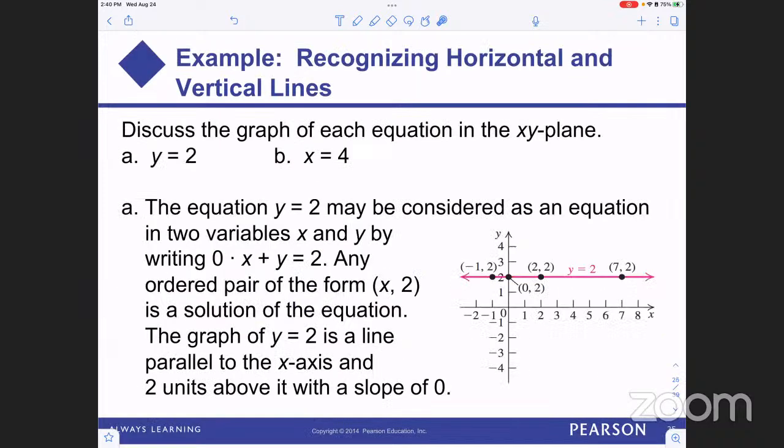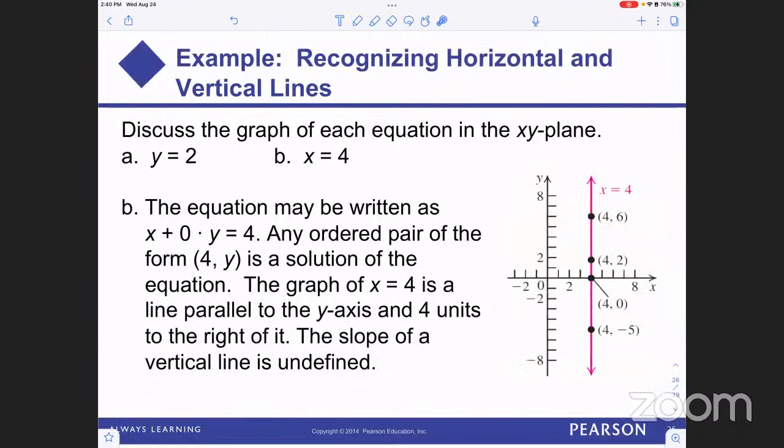And we have a typed version of all of that here. The graph of y equals 2 is going to be a line parallel to the x-axis, 2 units above it, with a slope of 0. A horizontal line through y equals 2, right? So that was a little bit overkill, the explanation, but, you know. And then the second one was a vertical line through x equals 4, right? I'm just going to mention this.